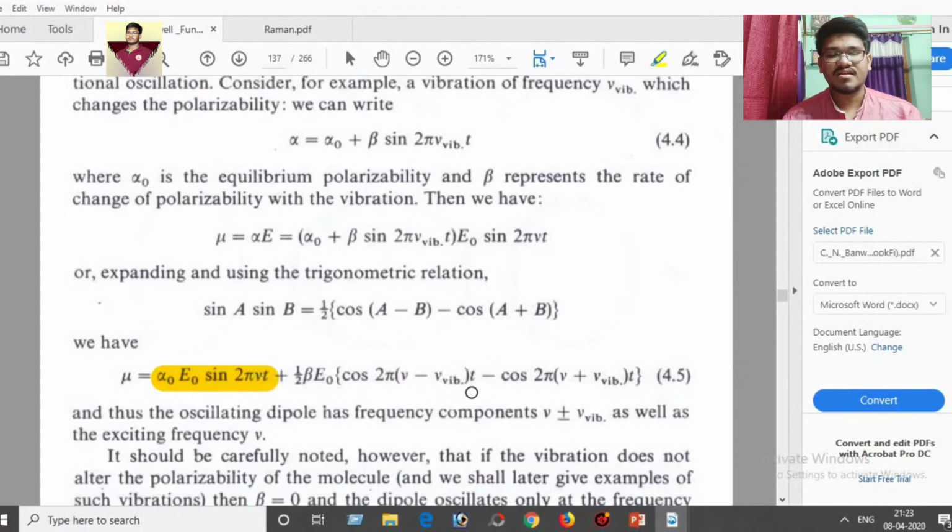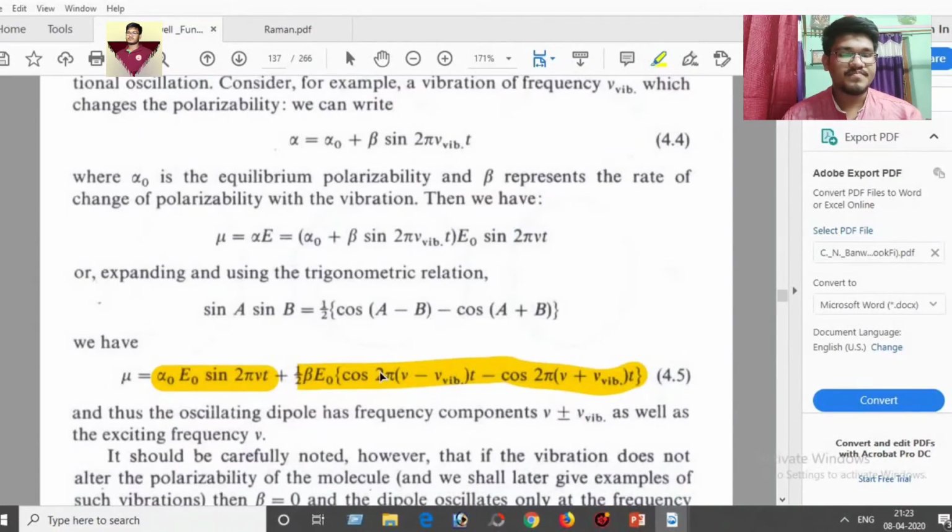So the fundamental frequency is the Rayleigh scattering, as I have already told. The lower frequency is due to the Stokes scattering, and the higher frequency is due to the anti-Stokes scattering. So this is the classical point of view to discuss the Raman effect.